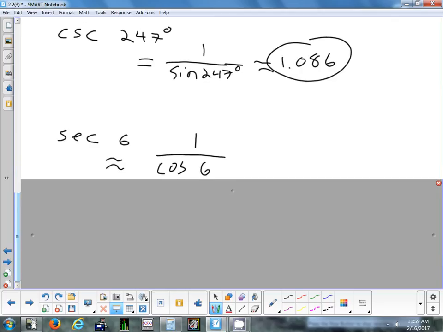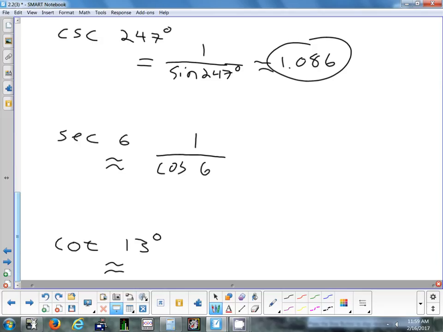What's the last trig function? Cotangent. How would you type cotangent of 13? You don't have to give me the answer, just how I would get the answer. Devin? Yep, I'd have to change my mode to degrees if my calculator wasn't in degrees. Yep. Negative tangent. 1 over tangent.